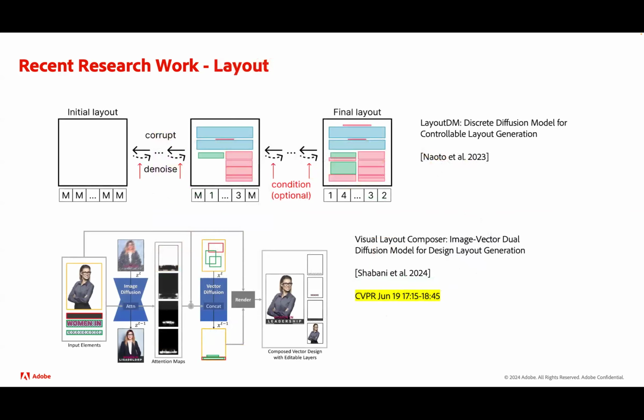And also for layout, recently there are lots of works using diffusion, such as LayoutDM. They're trying to use the discrete state space diffusion model to model the layout problem. And also in this work, we have a paper called the Visual Layout Composer. So rather than only using either pixel or vector space, we combine these two spaces. We're trying to borrow the ideas from both vector and pixel, because vector will better know the alignment, and pixel will better know the whole section.